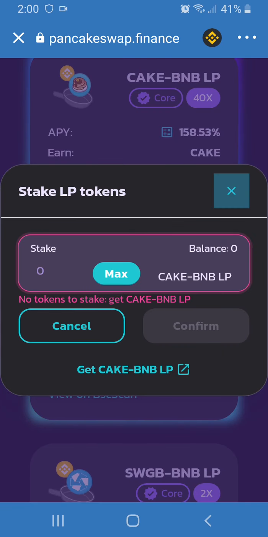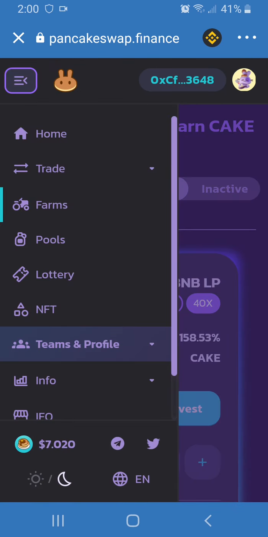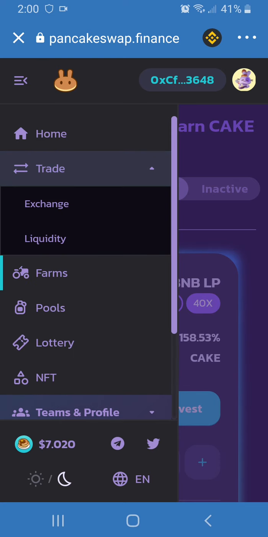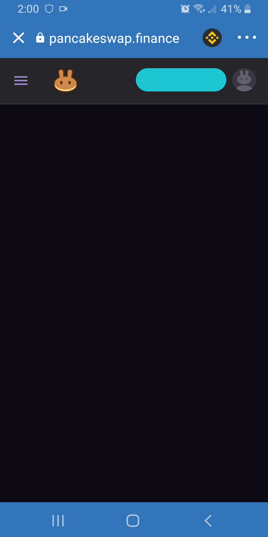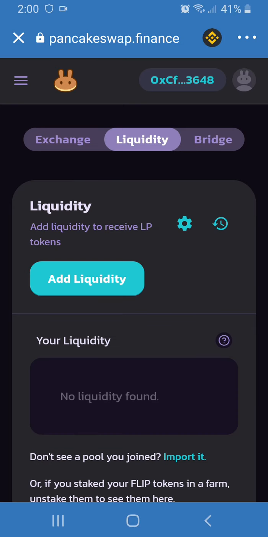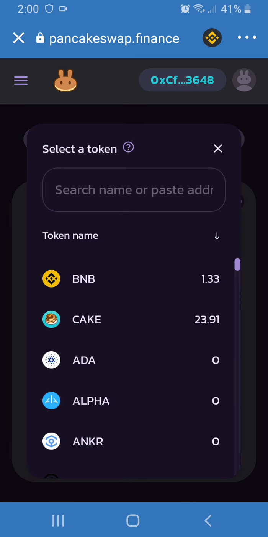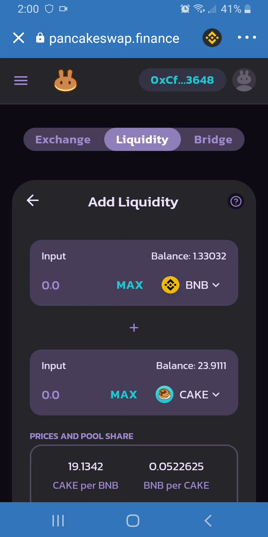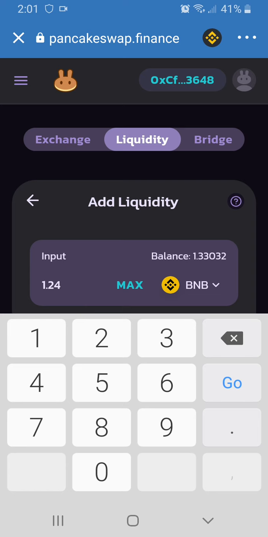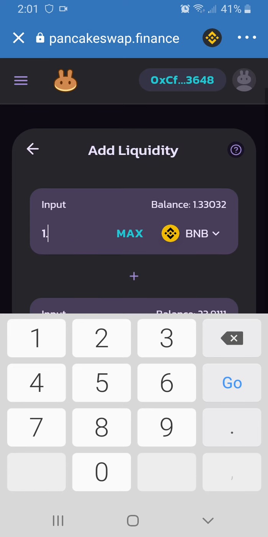So I want to add, oh, first I need to buy them tokens. Trade, liquidity. I want to add liquidity. I want to do BNB cake. Now I have two maxes here. If I go max there, I'm 1.3 and 25. Well, I don't have 25 cake. So if I hit max on my cake, that's 23 cake and 1.24 BNB. That's fine. But what I'm going to do is just go 1 BNB.